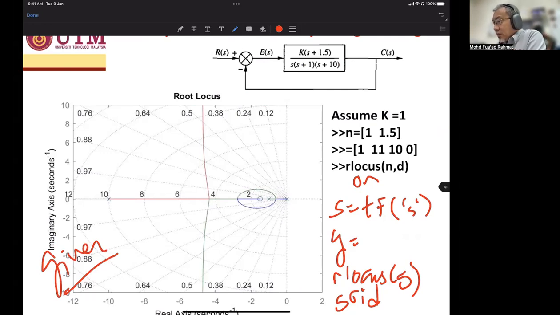So our observation is we have a 3 root locus path, which is the red one, the green one, and the blue. Okay. So this is the arrow.